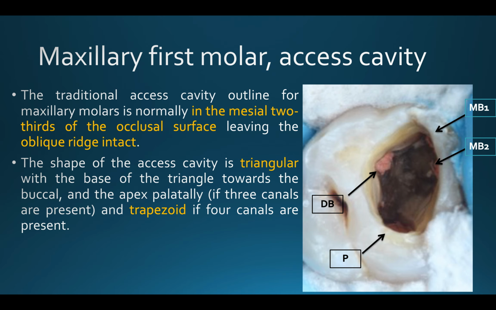Because if we drill unnecessarily towards the mesial side under the mesial marginal ridge, we won't be able to find the canals because the root canals are located distal to the mesial marginal ridge. Now, our distal border will be the oblique ridge, and again, this is a strength point for the maxillary first molars.